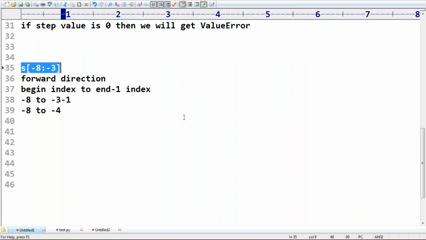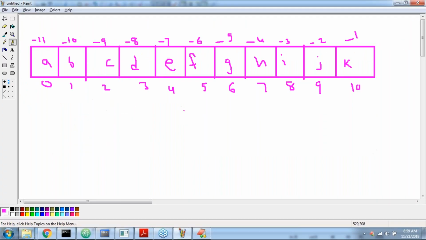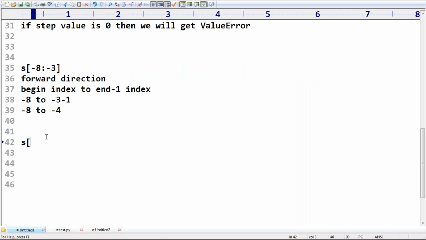Okay, well, now I'm taking S of -3 to -10, colon -2. Can you please tell what is the output we are going to get? Is it forward or backward direction? Please confirm. Yes, it is the backward direction. How to decide it is the backward direction? It is decided because of the step value. It is a negative number.